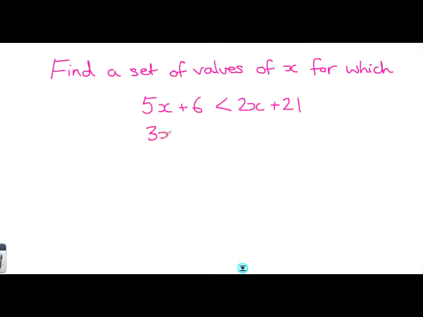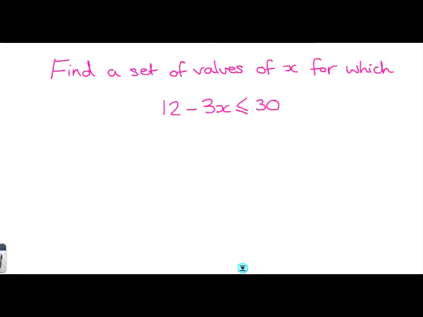So you should be able to say it's 3x plus 6 is less than 21. Keep going when you're solving, and we would have x is less than 5. And there you go. They are the set of values of x that obey this, so any number that's less than 5. Now let's try a different one.